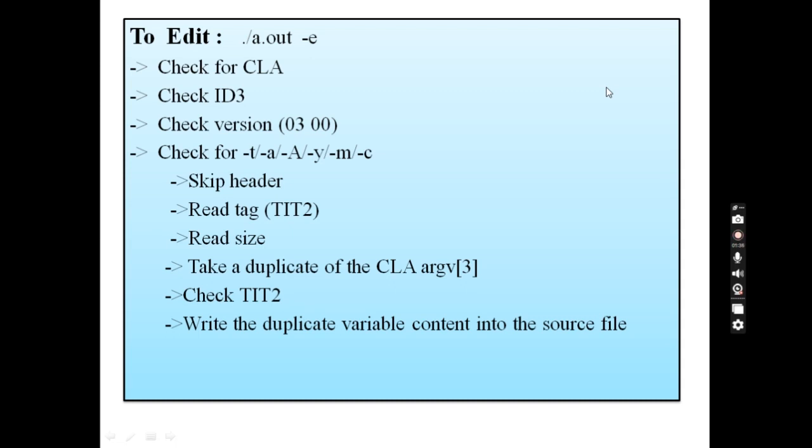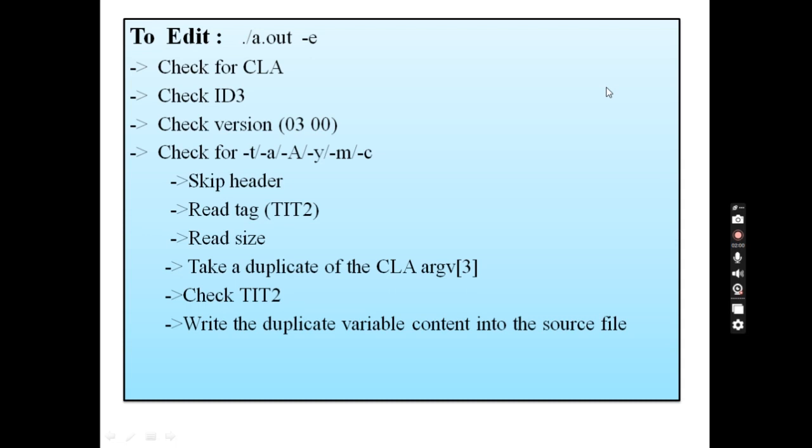If it is -t, here also we should not modify the header. The header is fixed. We need to skip the header part, which has 10 bytes of data. Next, after skipping the header, we need to read the tag, for example TIT2. Next I need to read the size of that particular tag. After reading the size, we will have the contents of that tag.